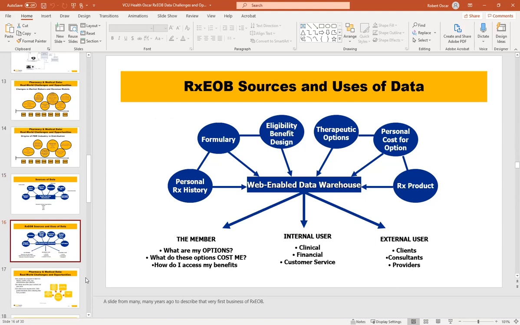We have used that data to create ways of communicating with members through portals, as well as outbound communications, to help patients understand what their choices are, what they're going to cost, and how to access their benefits. So we pull in claims, formulary, benefit design information, and eligibility, which is also demographic data. Those therapeutic options are tied together through the compendia groupings that we described, so that we can then calculate personal costs for folks. And then the compendia support the names of all the drugs.